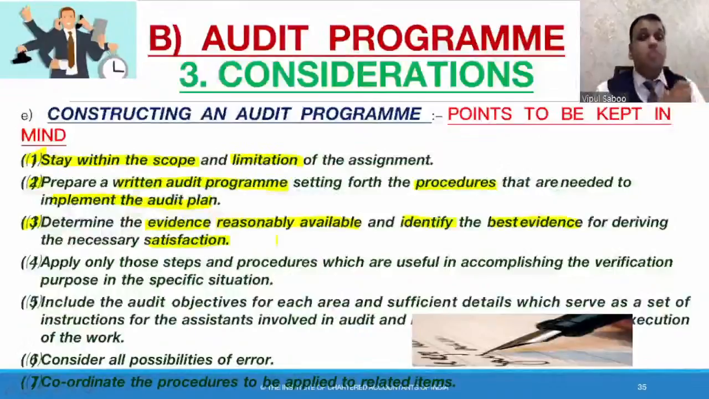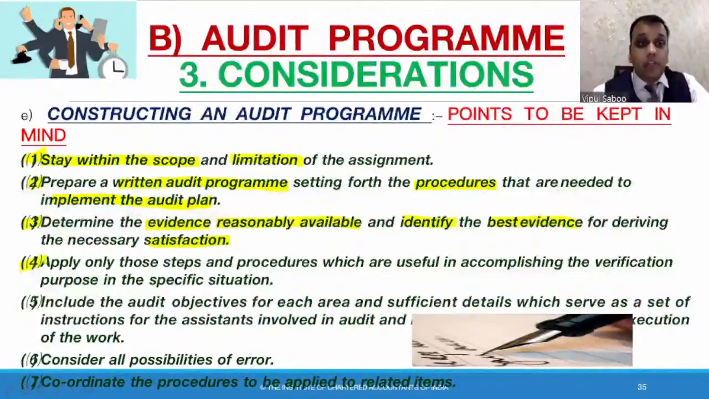The evidence should be reasonably available, and you have to identify, like in the case of a purchase invoice, the best evidence, which was physical existence. If it is inventory in stock, or a fixed asset, whether it is there with the client or not. It is you who have to design the procedure accordingly, so that the person carrying out that particular procedure as per the audit program derives the necessary satisfaction.